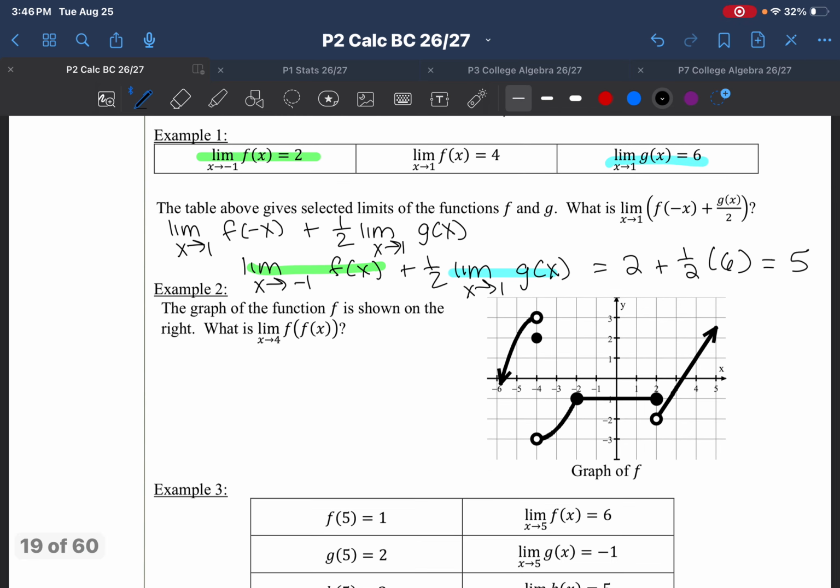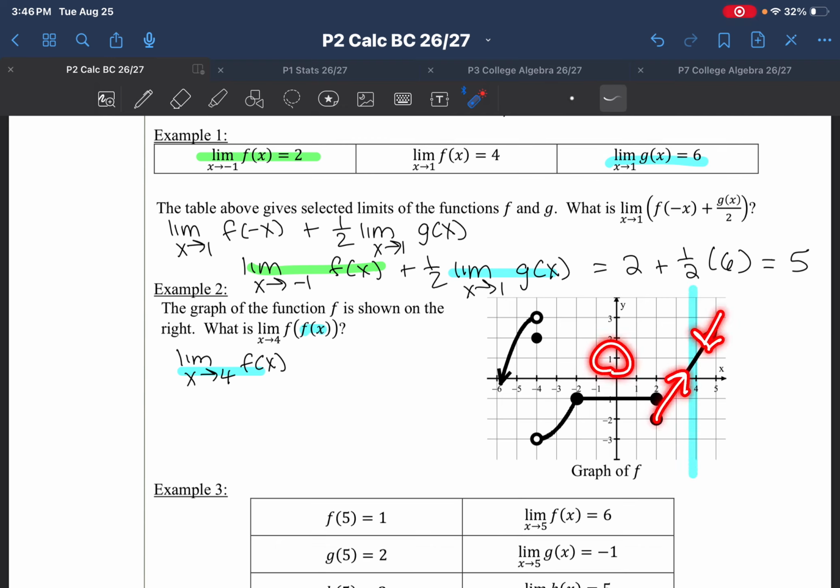Okay, example 2 says the graph of the function f is shown on the right. What is the limit as x approaches 4 of f of x? So remember, first we're going to find the limit as x approaches 4 of f of x. That is this inside function here. So f of x is over here. As it approaches 4, that's right here. Notice that from the left and the right, it's both approaching 1.